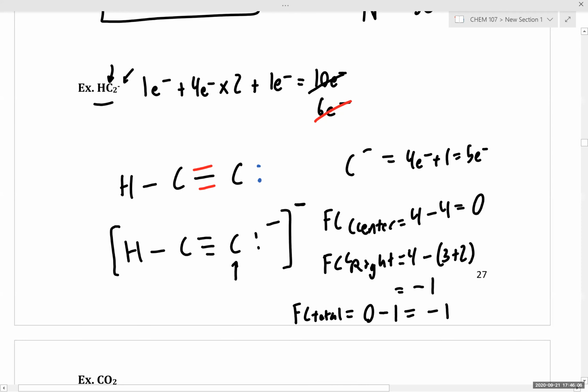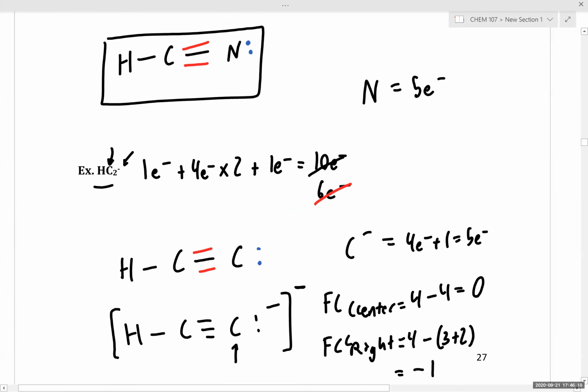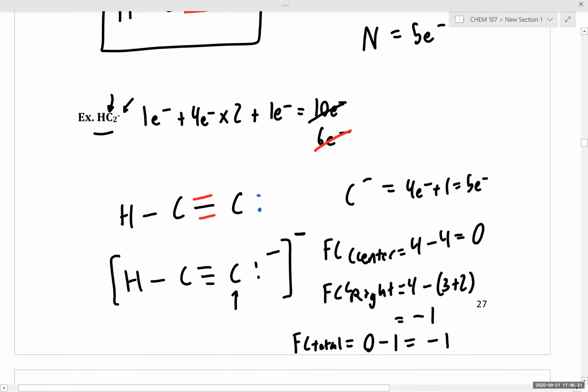Professor, on the problem on the top where we put the one electron, four electrons times two, where do you get the other electron, the one electron at the end? Because we have a negative one charge for anions, you add electrons equal to the charge. Okay, got it. Does that make sense? Yes. Perfect. Any other questions that I can address?